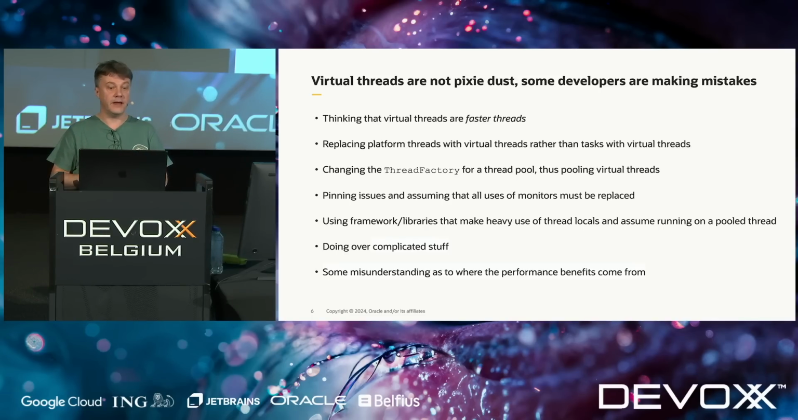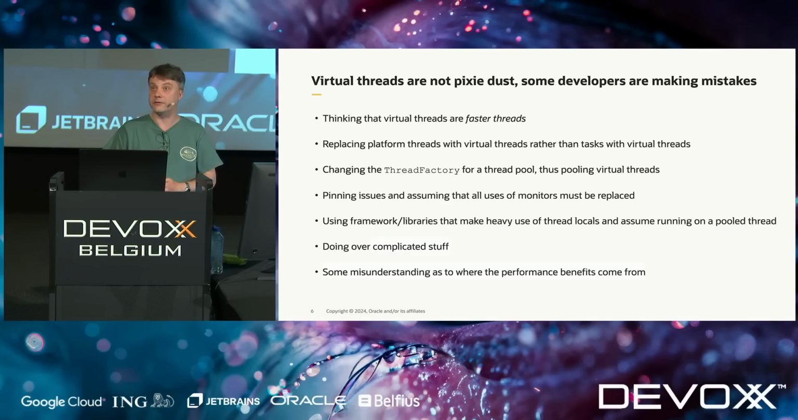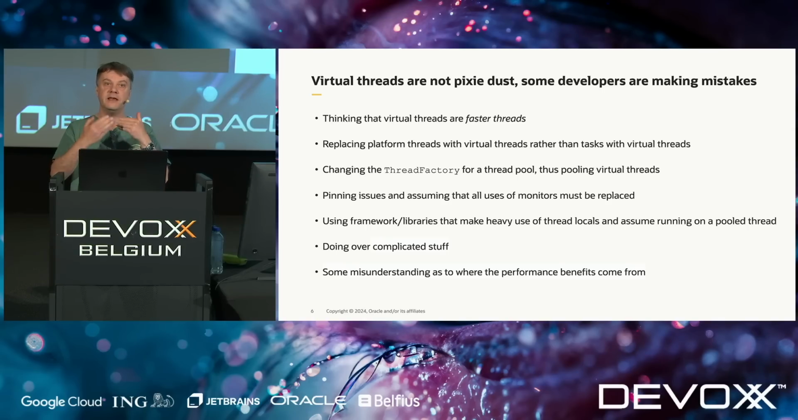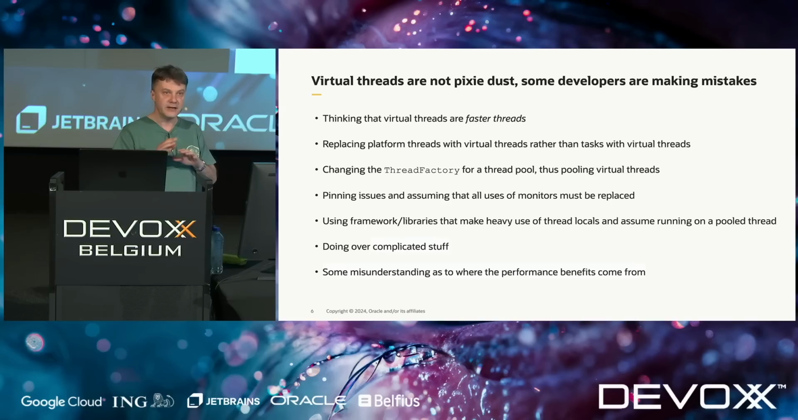Sometimes you read articles and you get the perception that somehow virtual threads are faster. They make my code go faster than a platform thread. That's not the case. They don't make a method go faster than it did on a platform thread. It's the same code. It'll execute at the same time.